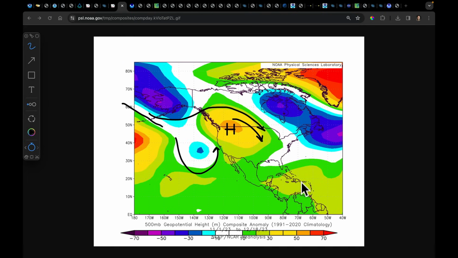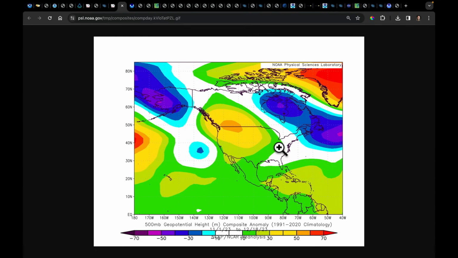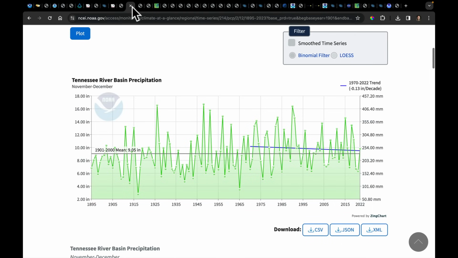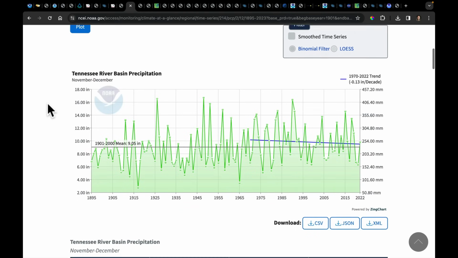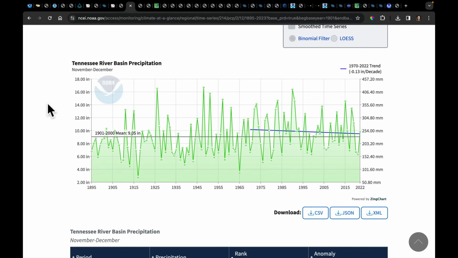Canada. It's been briefly interrupted a few times by systems that have tried to sneak out and get through here relatively quickly. But the issue with this particular ridge of high pressure is that when you go back and reconstruct, I just picked the Tennessee River Basin as an example. If you reconstruct from 1895 to 2022, the November and December total precipitation, I wanted to know what made these really dry years that poke down on the time series.